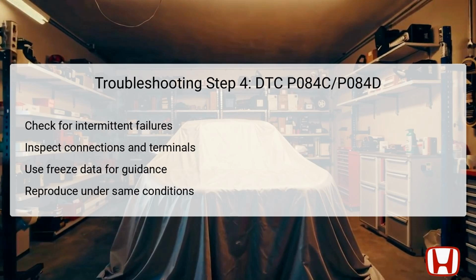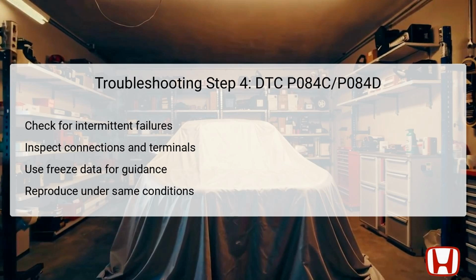If there are no confirmed DTCs but intermittent failures are suspected, it is essential to check for poor connections and loose terminals between the transmission fluid pressure switch and the TCM. Poor connectivity can lead to unreliable readings, causing the DTCs to appear sporadically. Inspecting the wiring harness and ensuring all connectors are securely attached will provide crucial insights into potential problems.